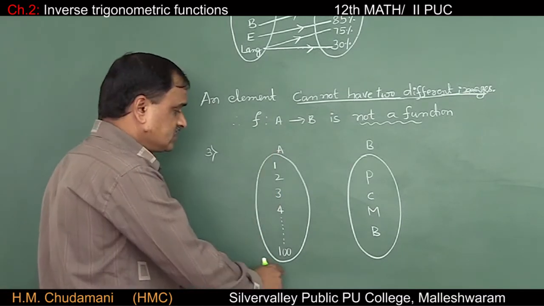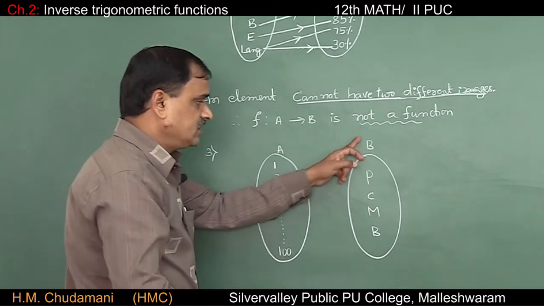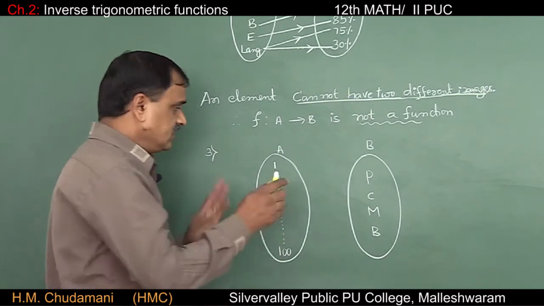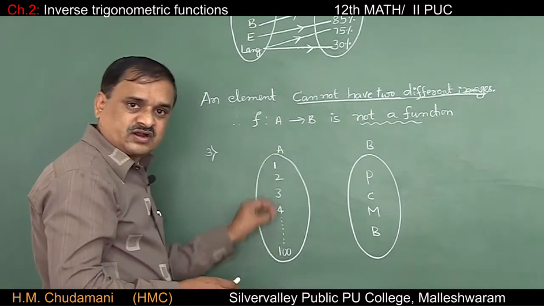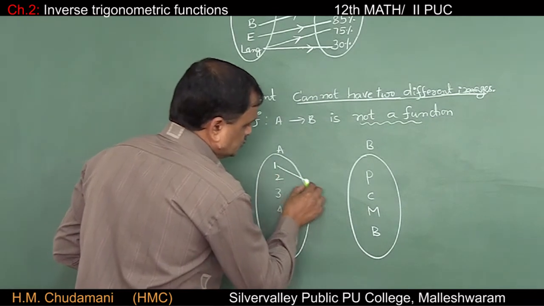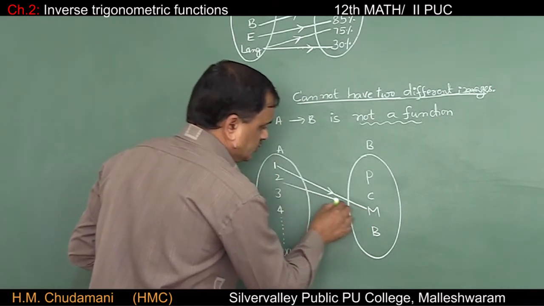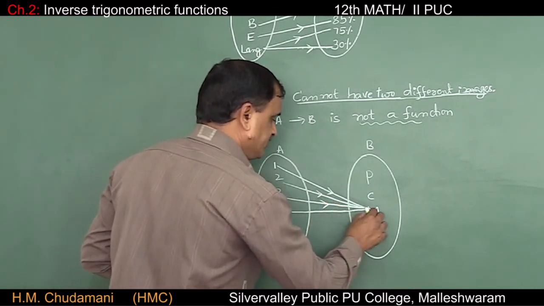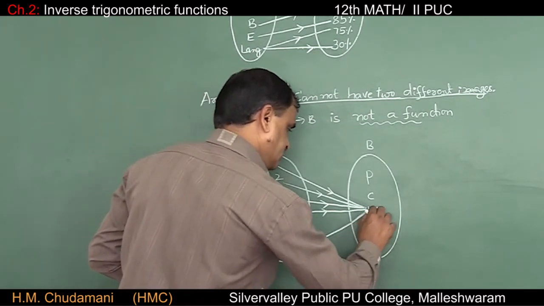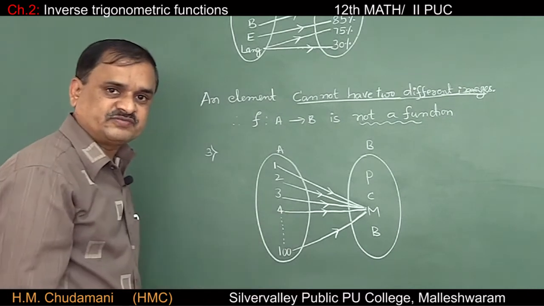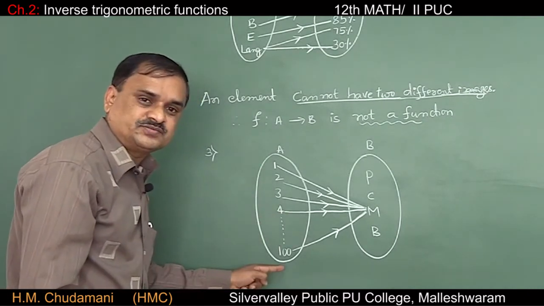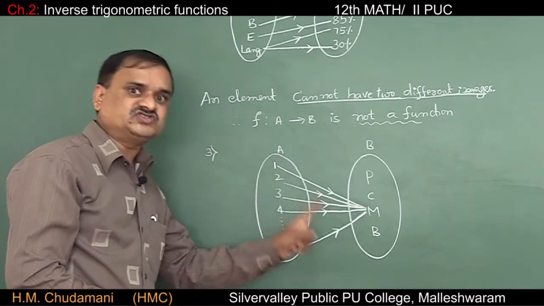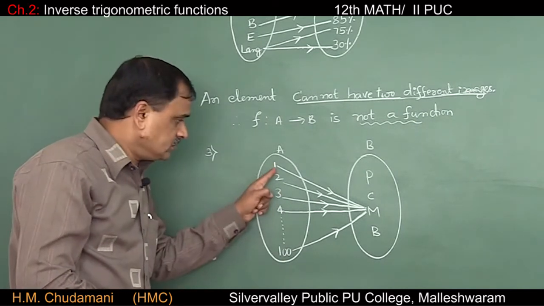The set A consists of 1, 2, 3, say 100, and the set B consists of the subjects physics, chemistry, mathematics. Let us say in a class there are 100 students, 1 associated to M, mathematics, 2 associated to mathematics, 3 associated to mathematics, image of 4 is mathematics, image of 100 is also mathematics. Is this a function? Each and every element of the set A associated to a unique element of the set B. So it is a function, isn't it? So it is a function.